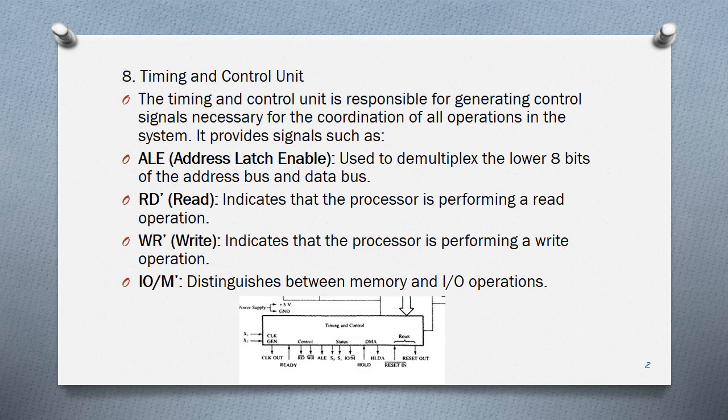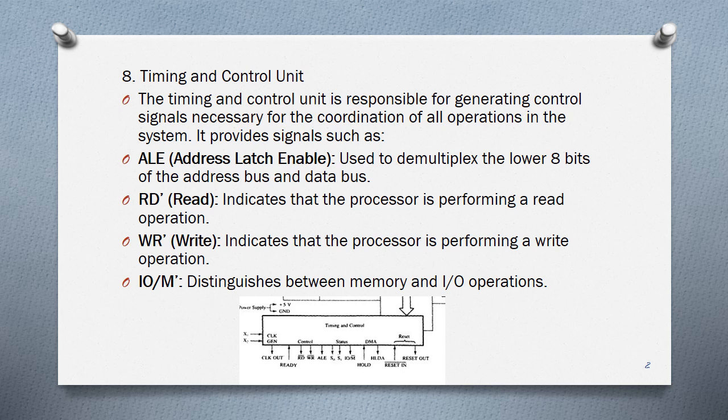So already we have seen the paths like the accumulator, the flag registers, the program counter, and the stack pointer, and in today's class we'll see about the timing and the control unit. You can see in the diagram you have a timing and control unit where you have some signals like read, write, ALE, ready, S0, S1, IO/M bar, hold, hold acknowledge, reset in and reset out.